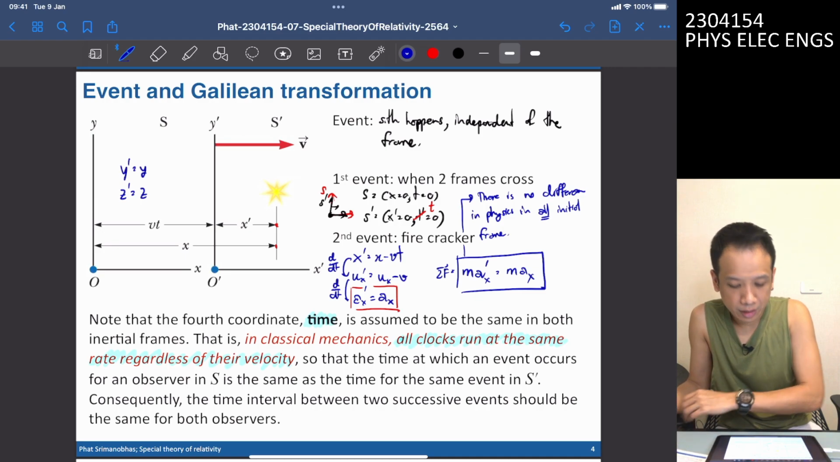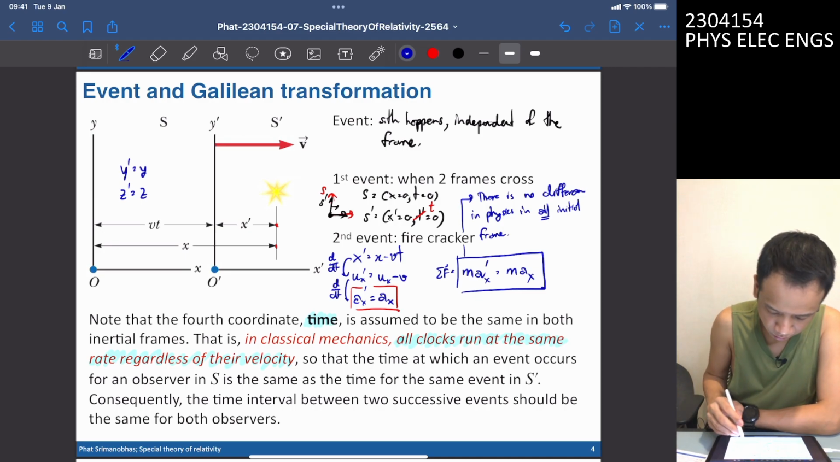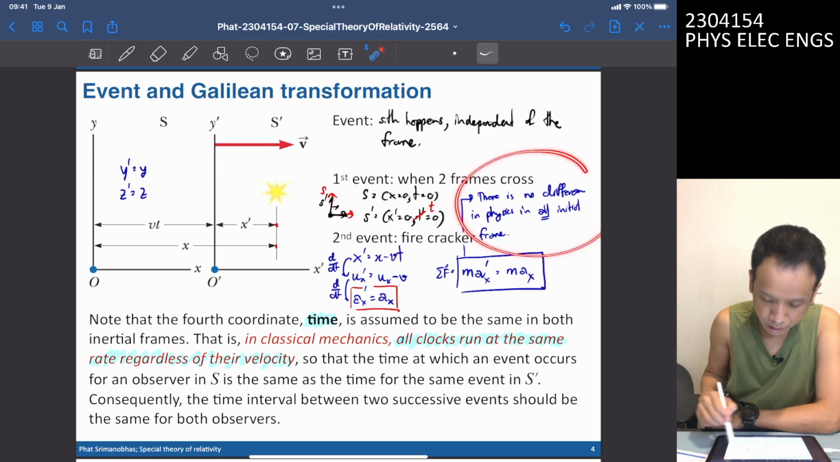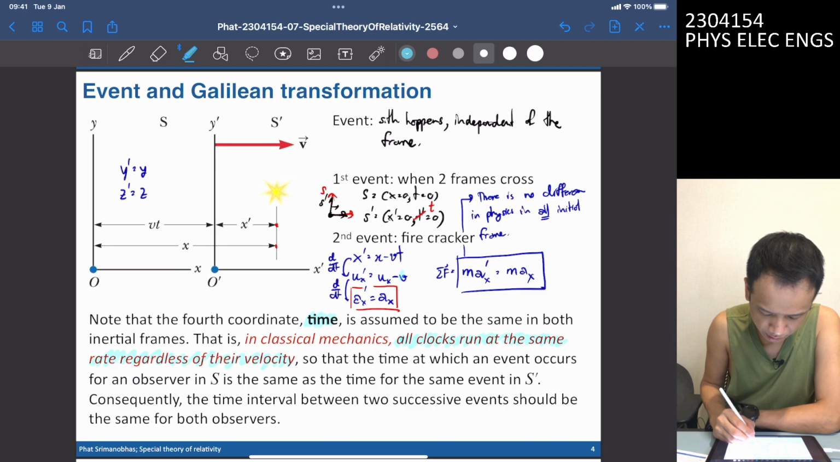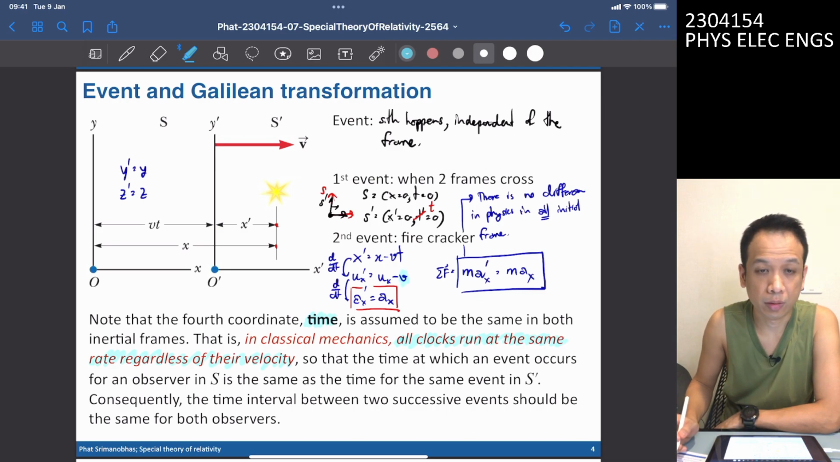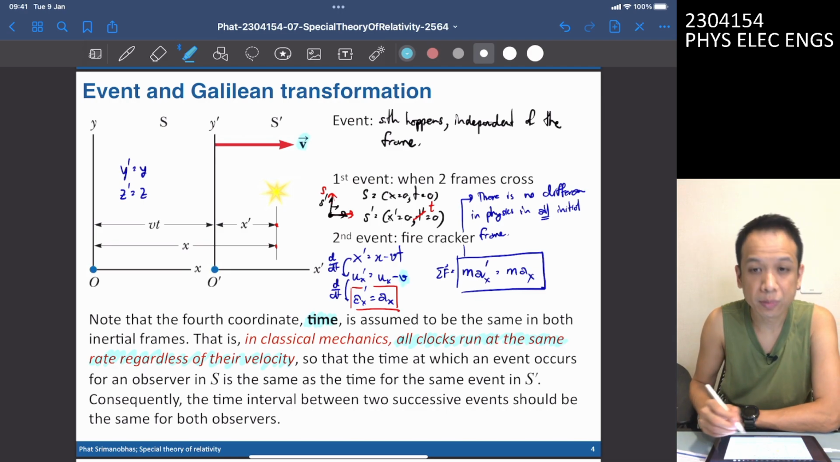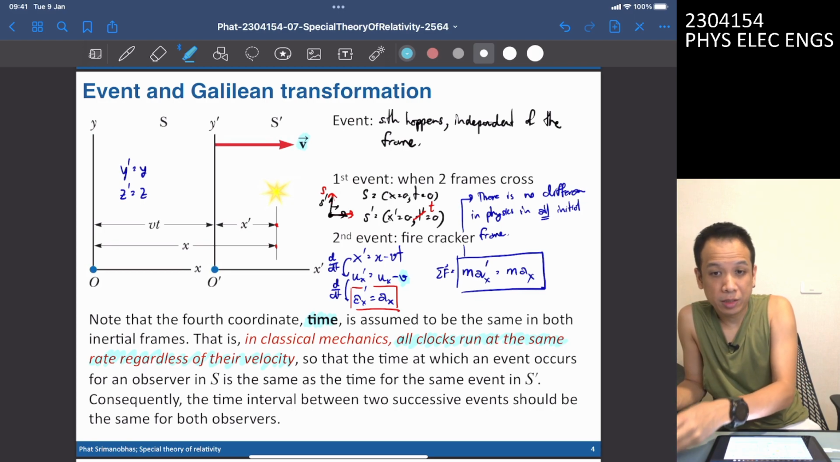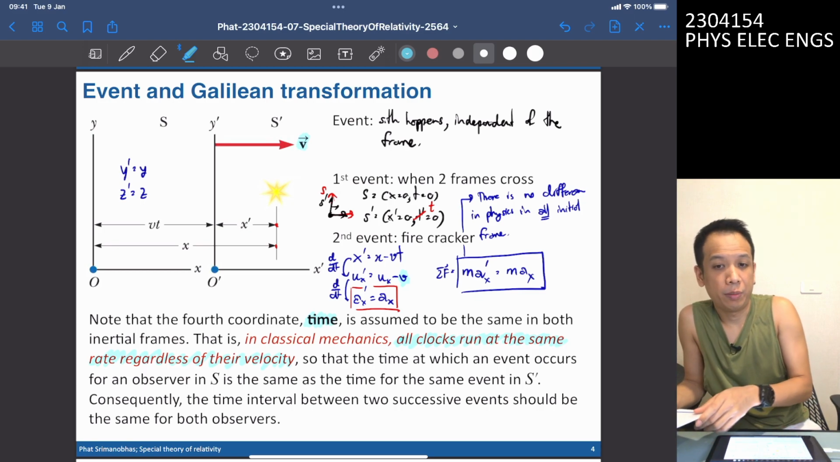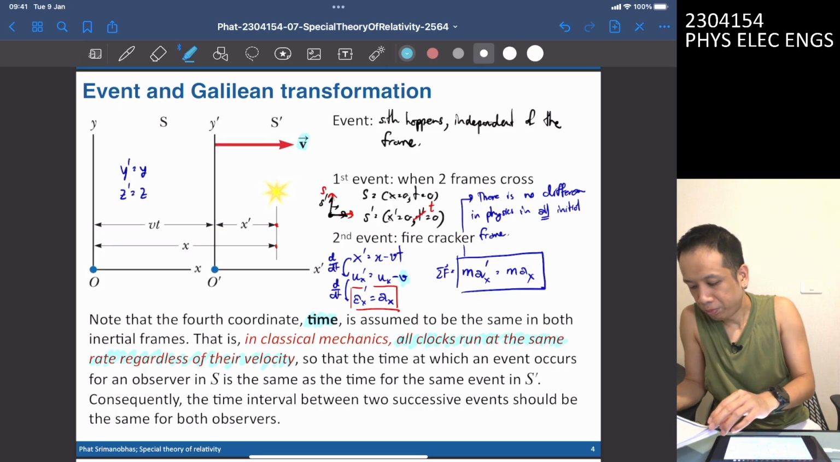Just note that this conclusion is true only when you have constant velocities. So we are talking about two frames. One of them is traveling at a constant speed compared to the other. If there is an acceleration of the frame, this cannot be used. Okay, it's different.